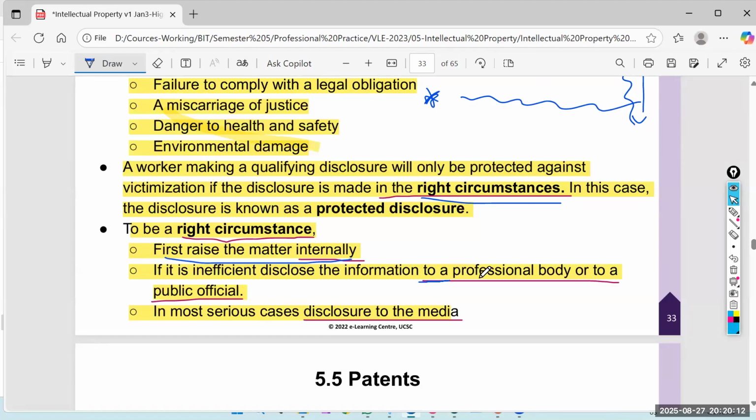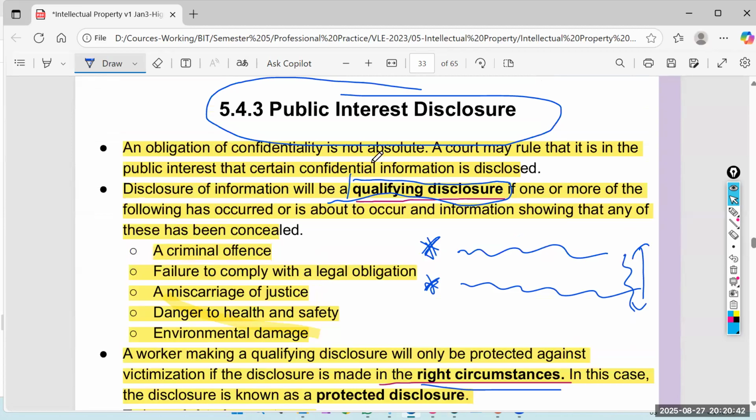Maybe you have even disclosed it to your professional body or any other law enforcement authority or public official, and maybe still it has not been resolved. Or maybe those guys are also not responding. So then only can you disclose to the media or general public. So that is called public disclosure, or public interest disclosure, or qualifying disclosure.